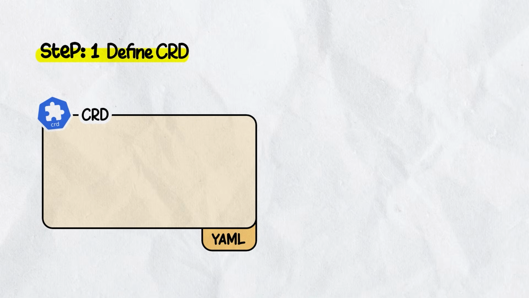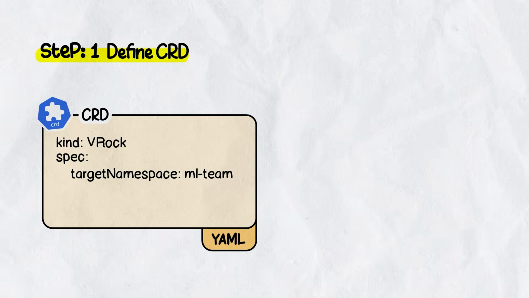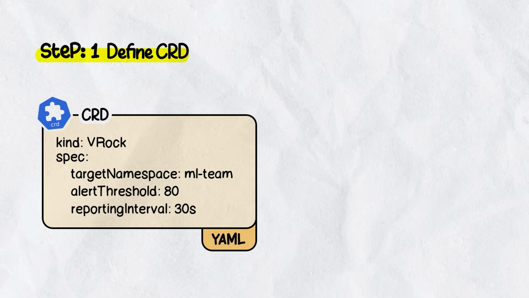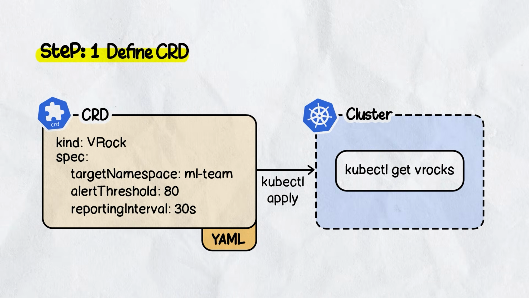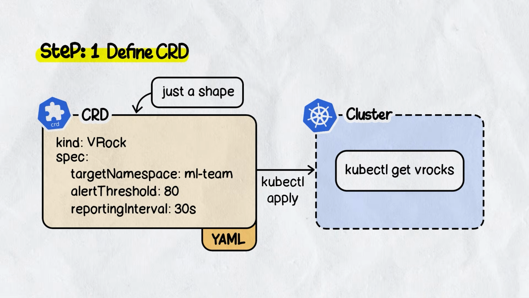You write a YAML file that says, hey Kubernetes, there's a new kind of object in the world called vrocks. Here is its schema: target namespace to watch, an alert threshold, and a reporting interval. So start accepting it. Apply it once with the kubectl apply command, and from that moment onwards, kubectl get vrocks works. The cluster understands a new type, but this custom resource definition is just the shape. It doesn't do anything on its own.